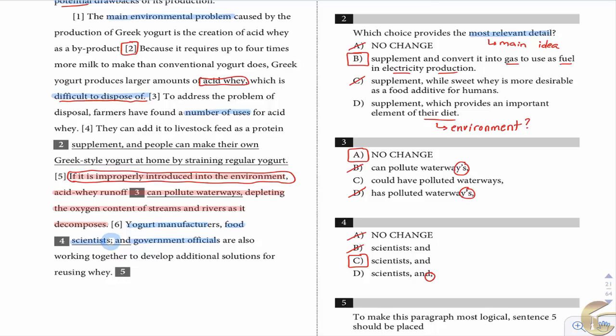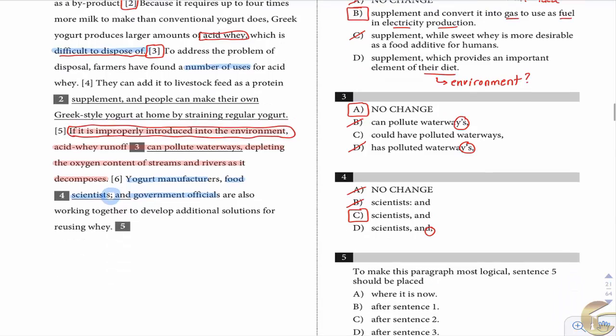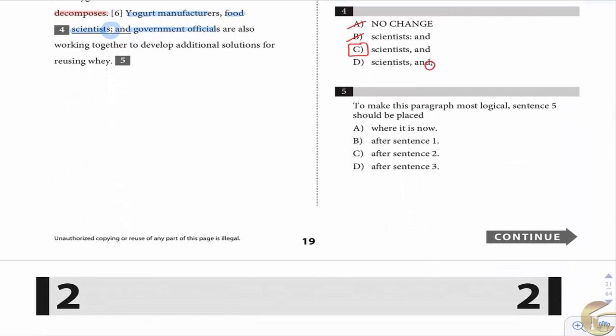Then you would read sentence 3. It says to address the problem of disposal, because we just said it would be difficult to dispose of, so to address the problem, they found a number of uses. So you see the sentence before, the sentence itself, and the sentence after all fit. That's how you find the answer here. You're going to have to take some time to do this properly. So again, number 5 should be C.